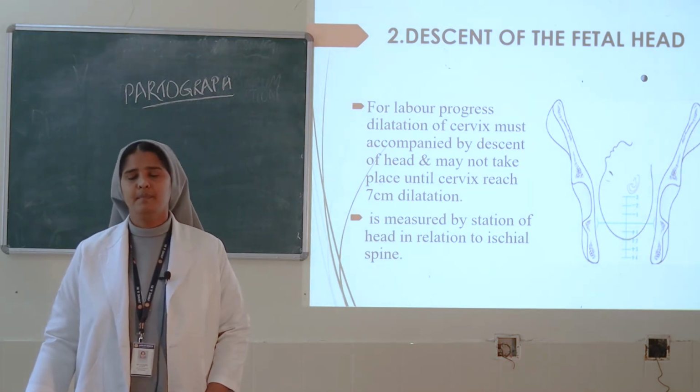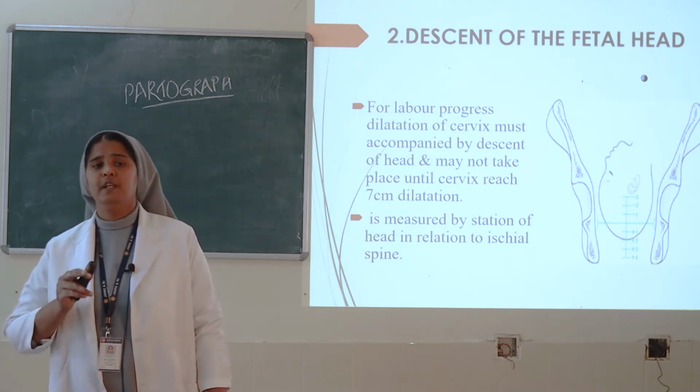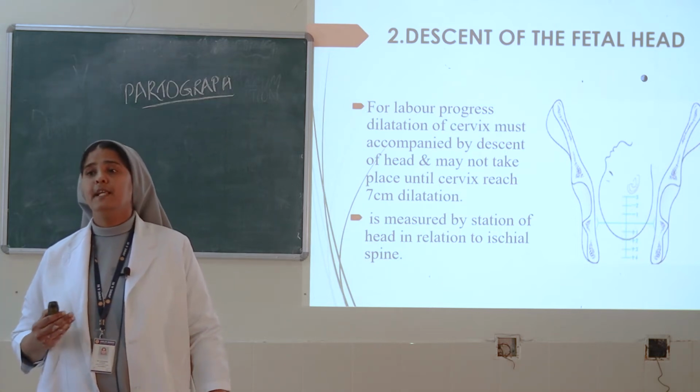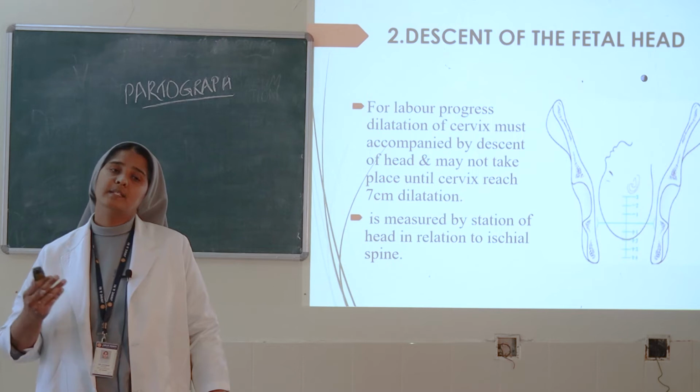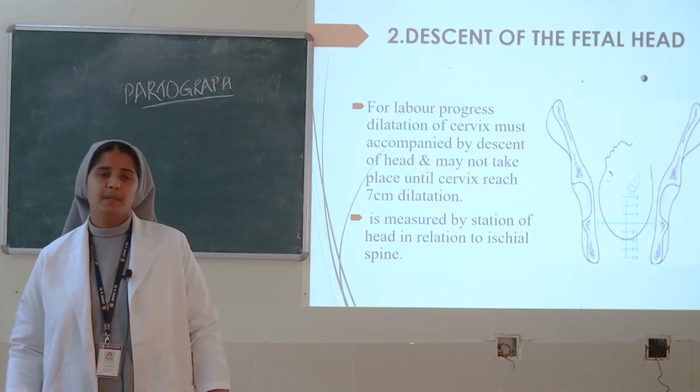So, when we do the per vaginal examination, we can assess where the fetal head is. If we feel it at the level of the ischial spine, that is 0 station. If it is above the ischial spine, that is minus station, and if it is below the ischial spine, that is plus station.